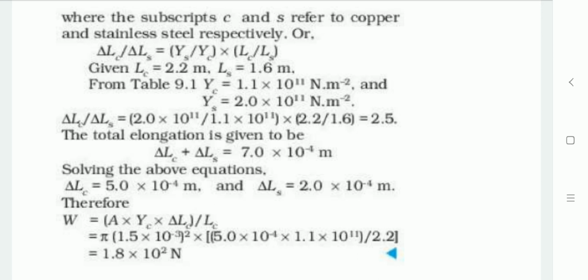So now substitute these values in the force equation, that is F by A equal to Yc into delta Lc by Lc, or in the form of steel. Any of the equations, substitute the values and we get the applied force W equal to 1.8 into 10 raised to 2 Newton.